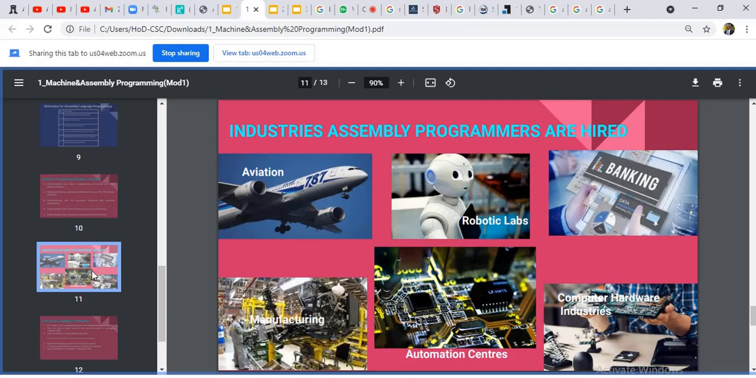Yes, sir. So if you become an assembly programmer, these are where you might likely see yourself. You can work in the aviation industry because an aircraft is an automated system. Those engines that perform operations in aeroplanes are programmed with assembly language. Did you know that before?